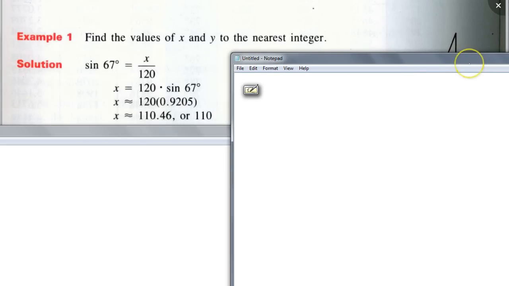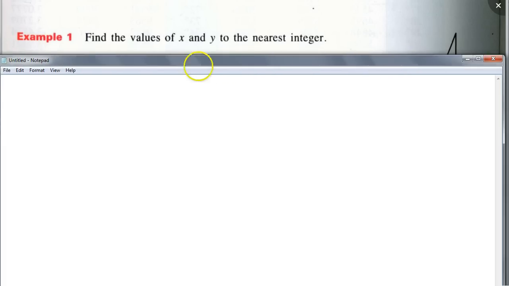So on the test, which one do you write? I want two answers, exact and approximate. So you're going to write x equals 120 times sine of 67 degrees. Yeah, you will get the table. And then you're going to write 110.4.